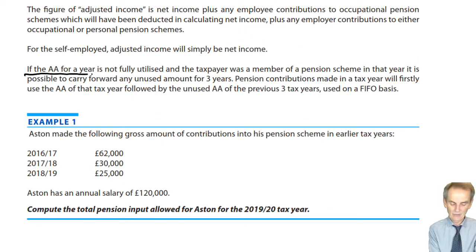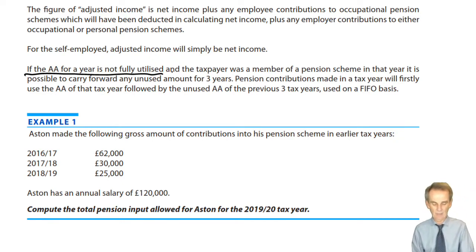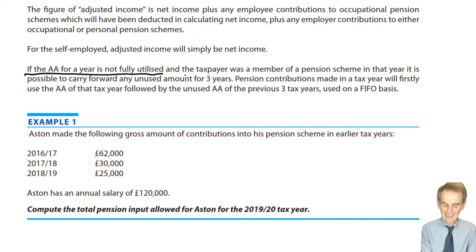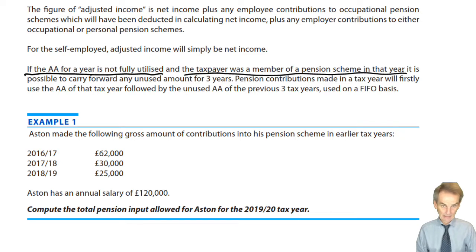If the annual allowance for a year is not fully utilised, so our contributions are less than £40,000 for the tax year, and the taxpayer was a member of a pension scheme in that year, then you get the unused allowance to carry forward. If you're not a member of a pension scheme, you're obviously not making any contributions. You do not get a £40,000 unused annual allowance. You must be a member of a pension scheme. If you haven't used your full £40,000, it is then possible to carry forward any unused amount for 3 years.